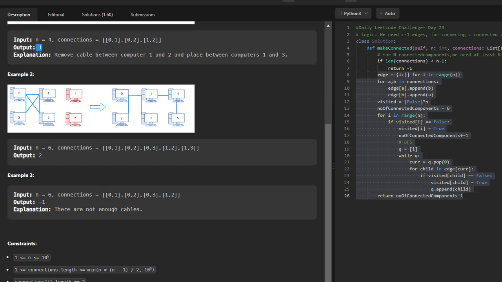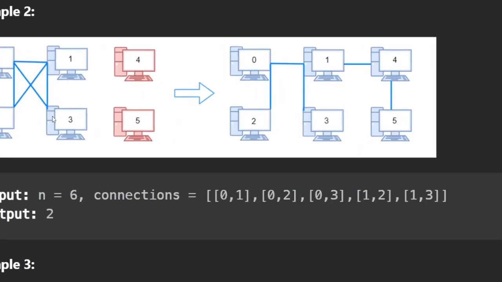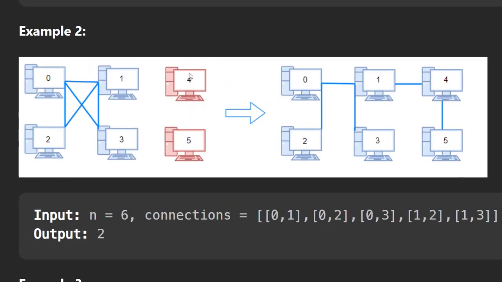Okay. So here you can see there is one connected component marked in blue, right? 4 and 5 are two different connected components. So in total how many connected components do we have? One, two, and three, right? There are three connected components: this full blue one, this 4, and this 5.